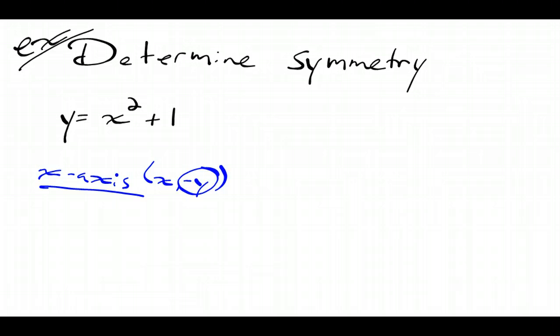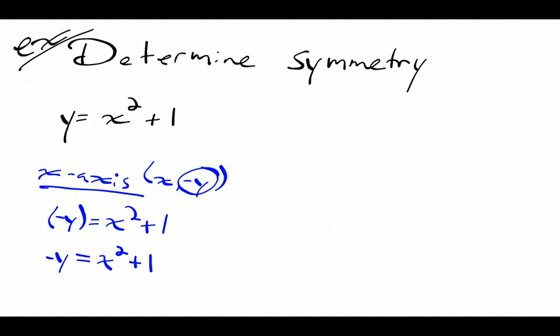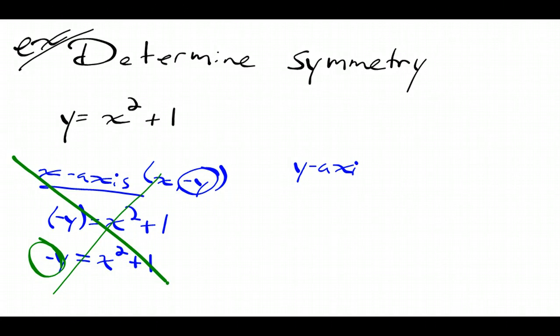So if I replace y with a negative y and leave everything else the same, negative y equals x squared plus 1. It is going to have to look exactly like your original function. The difference between this and my original function is this negative y, so I know it's not going to be x-axis symmetry.